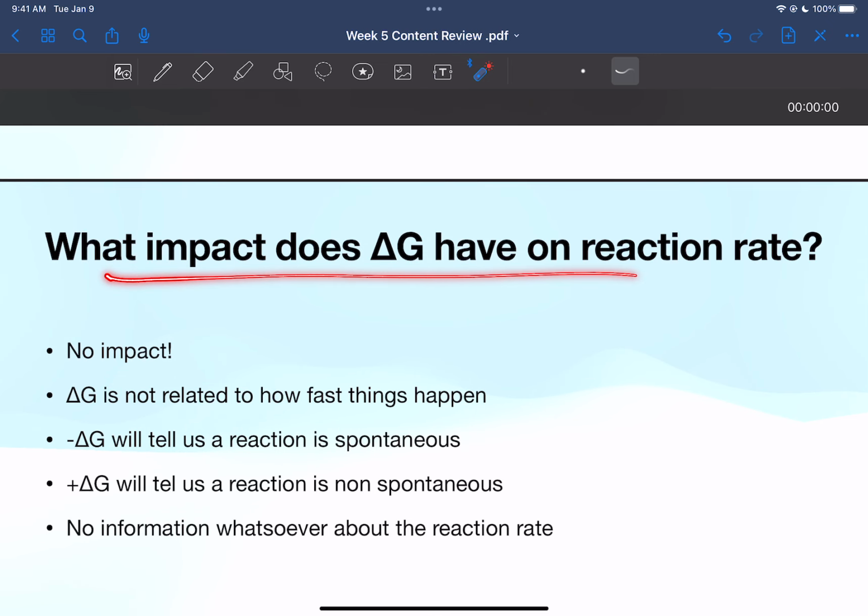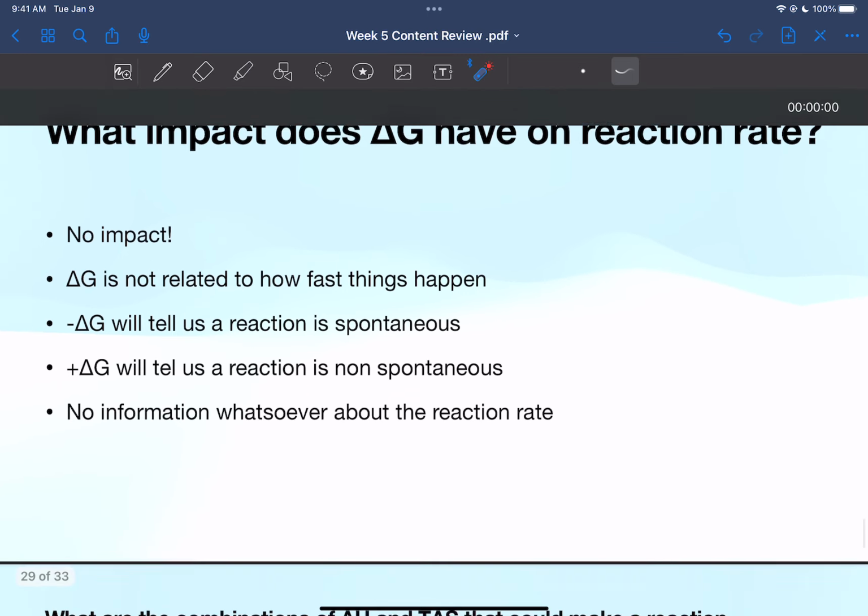Now, because delta G has a very strong relationship to equilibrium as opposed to the other two types of free energy, we can ask ourselves, what impact does delta G have on reaction rate? And that is none. No impact whatsoever on how fast the reaction occurs. The only thing that delta G can tell us, based on its sign, is whether a reaction is spontaneous or non-spontaneous. So delta G is not related to how fast things happen. A negative delta G tells us that the reaction is spontaneous. A positive will tell us that it's non-spontaneous. It provides no information whatsoever about the reaction rate.